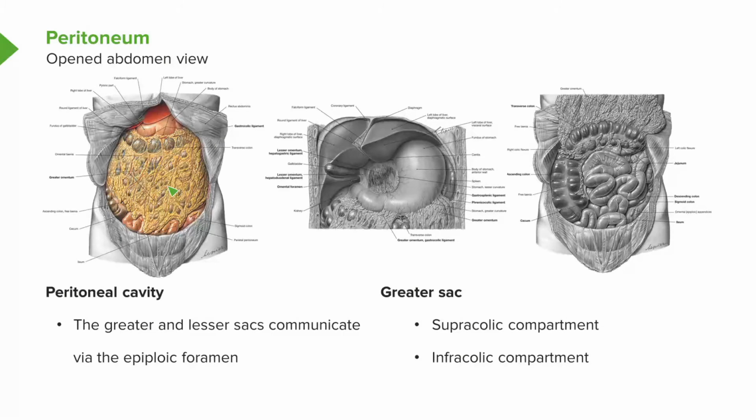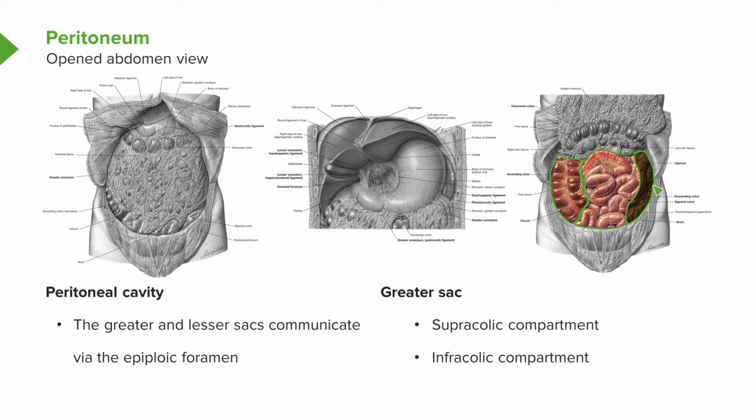If we lift up the greater omentum, like we have done on previous occasions, we have a nicer view of the greater sac, where we can see the small intestines again, we can see the ascending and descending colon. So we can explore the greater sac.